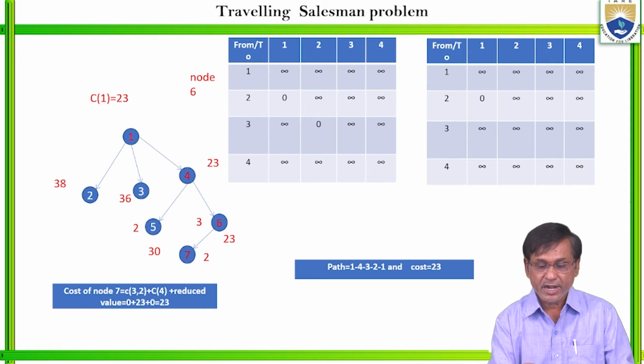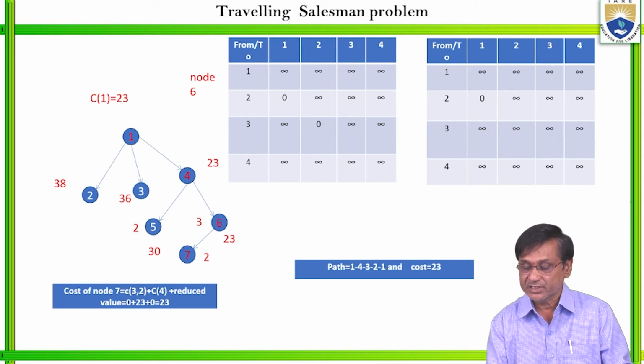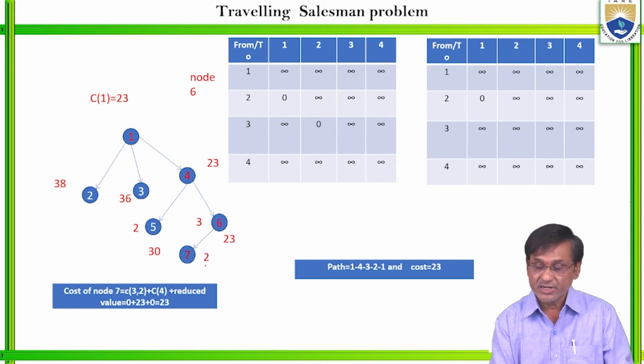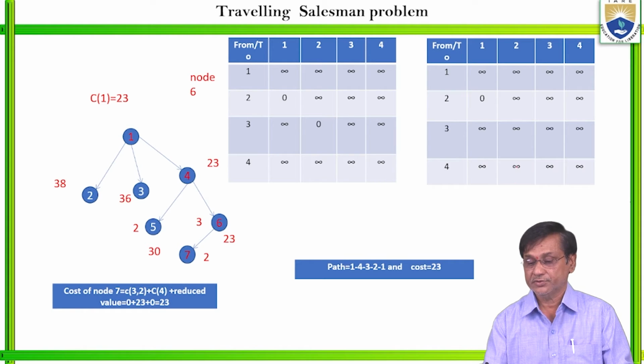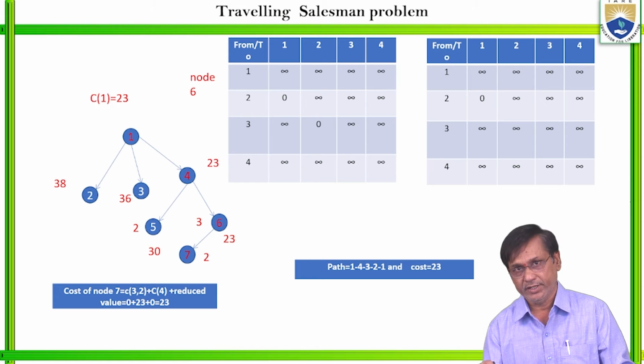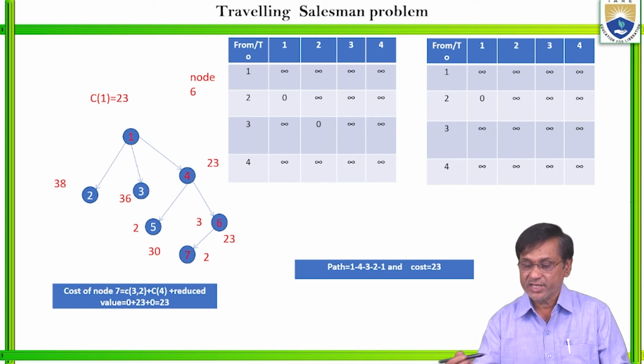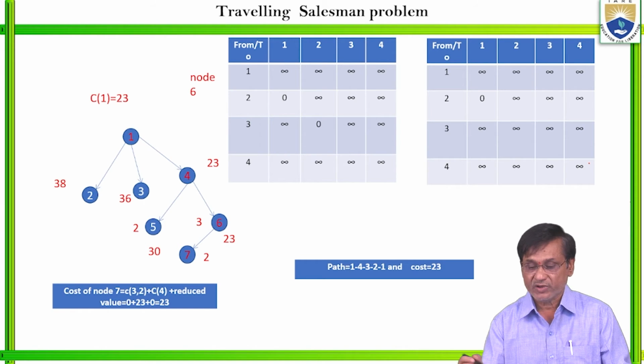So the matrix is given here. The cost matrix corresponding to the node 6 is given here. Now we have to change the elements of the third row. All the elements of the third row are made infinity. All the elements of the second column are infinity. Now check: is there any possibility to reduce the matrix? There is no possibility to reduce the matrix, so the reduction value is 0.